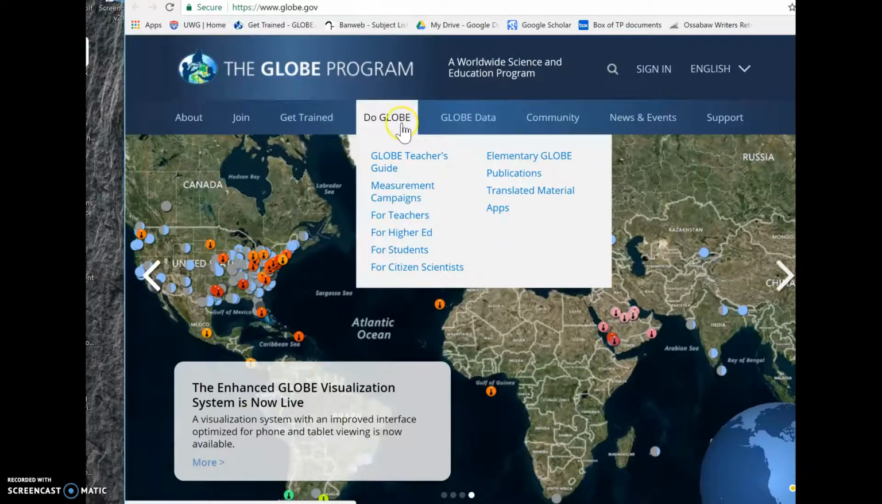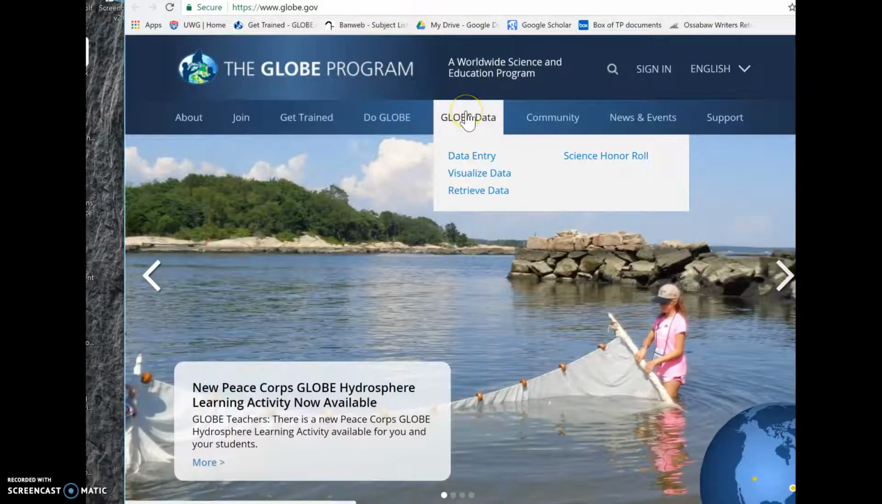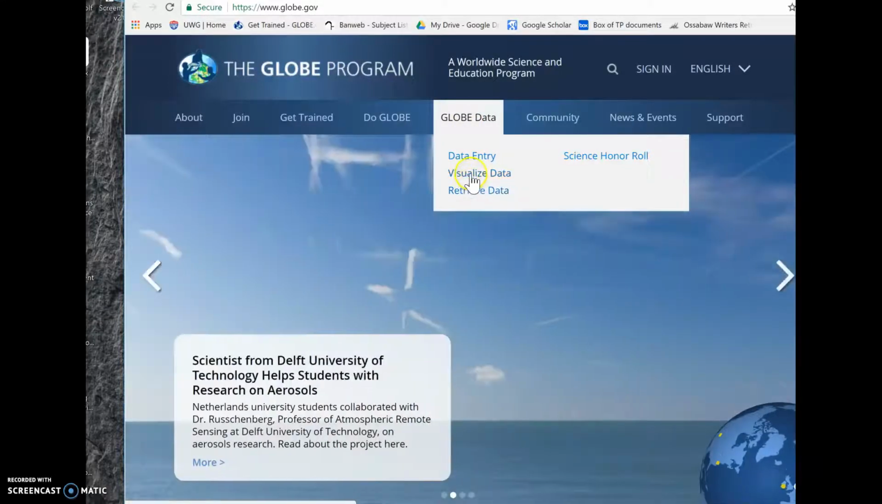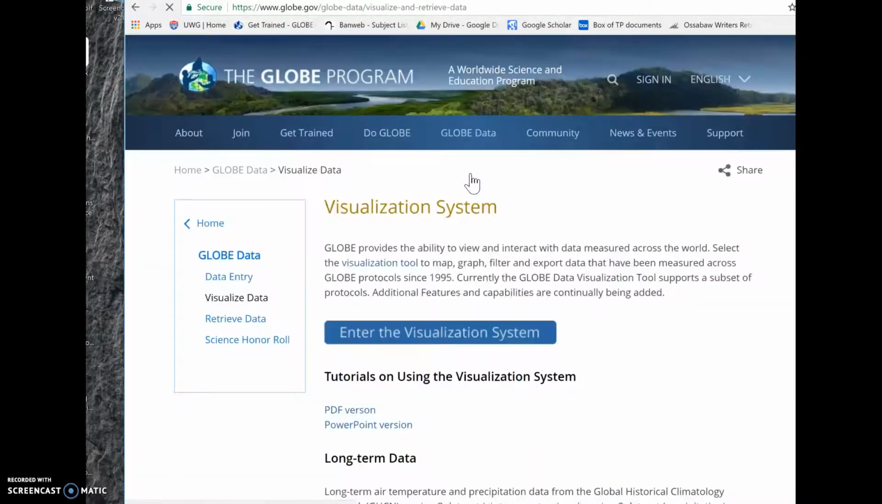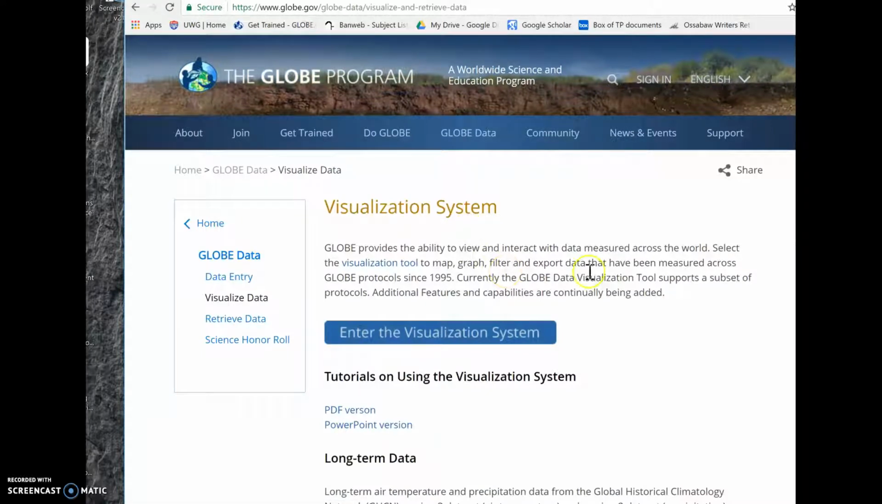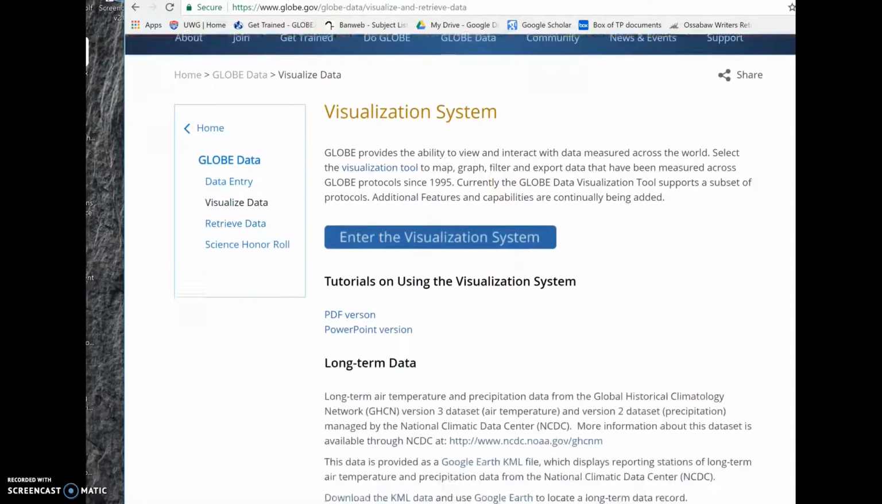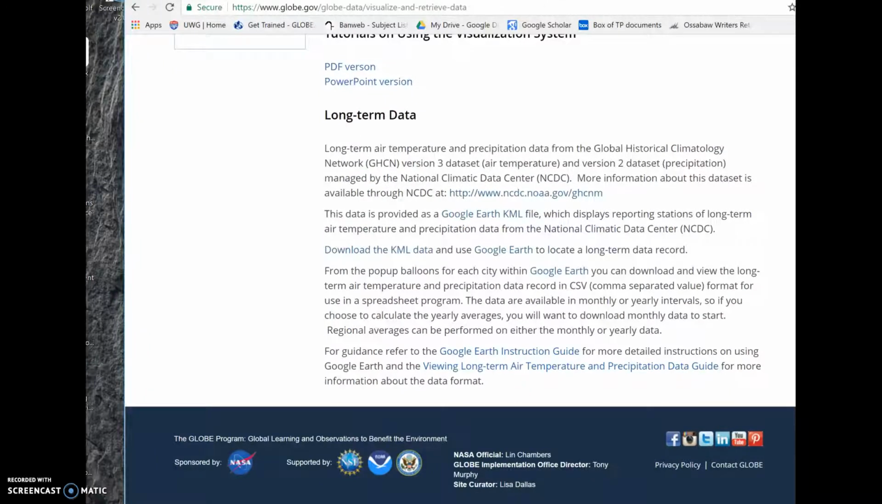Elementary Globe is relatively interesting. But go into Globe data, and I would actually choose either of these two: visualize or retrieve the data. You kind of have to do a little bit of playing. You can download the data and use Google Earth. Let me go. I have to play through some of this.